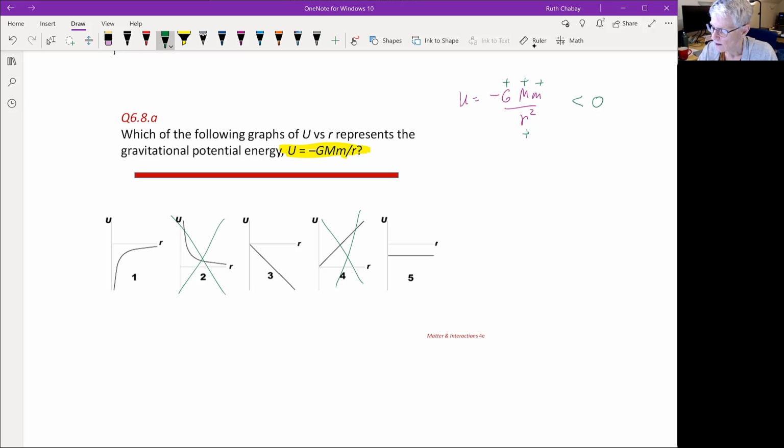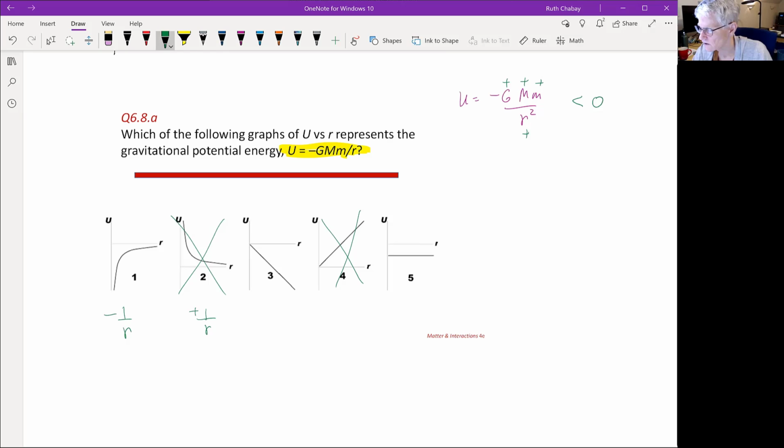Now, if R is a very small number, you're dividing a positive number by a very small number, so you're going to get a big number. So this is a graph of something times plus 1 over R, because as R gets very small, you're dividing by a small number, it gets big. But this is a graph of minus 1 over R, because as R gets small, U gets large and negative, and as R gets big, U goes to 0.